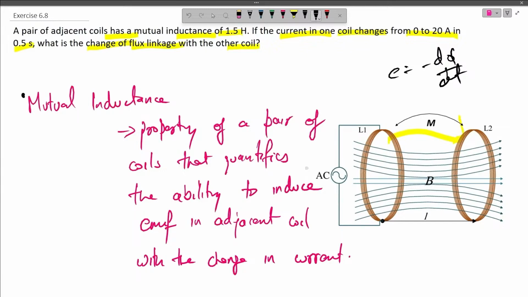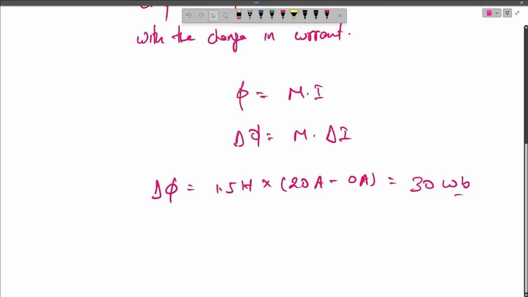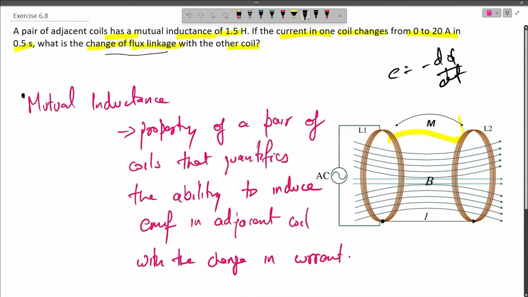Now in this question we have to find out the change of flux linkage. So we have to find out the change in flux. Now flux is given by mutual inductance times the current. Change in flux can be given by mutual inductance multiplied with the change in current. Here we have been given the mutual inductance, that is 1.5 Henry, and we have also been given the change in current, that is 0 to 20 ampere. So the final current is 20 ampere and the initial current is 0 ampere.